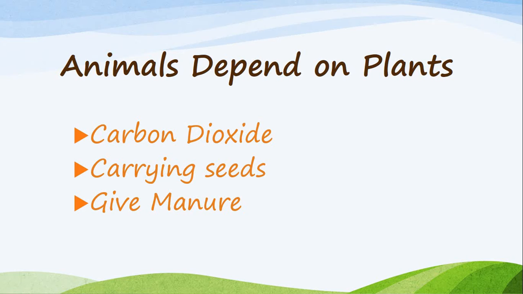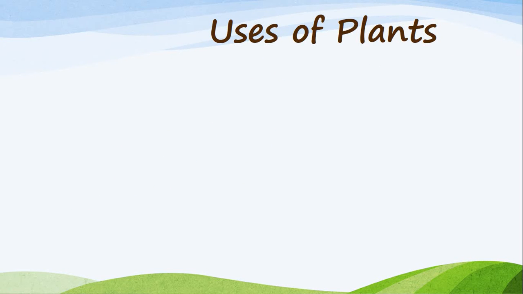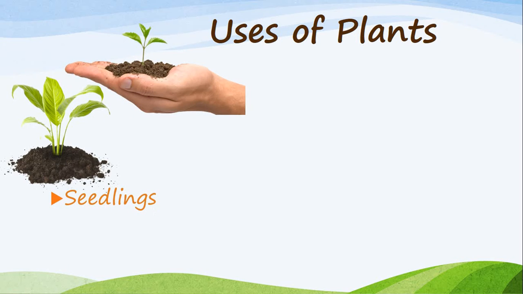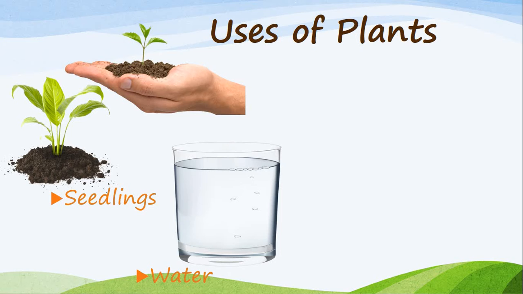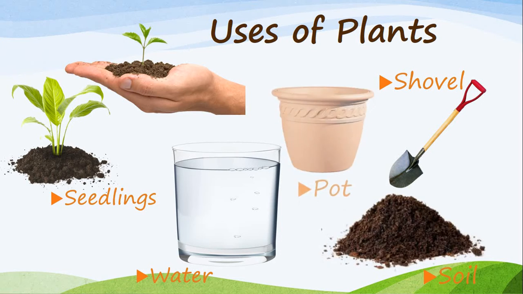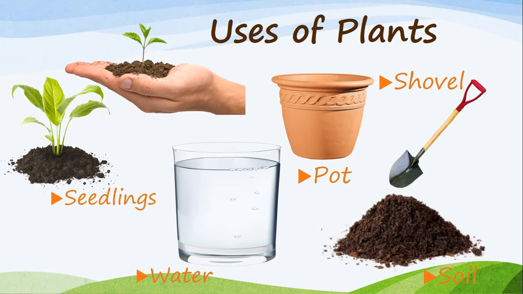Before starting today's class, make sure that you have all the needed resources that are content book and workbook of volume 2 and notebook. Some more needed resources for an activity that are seedlings of any vegetable or flower, water, shovels, soil and pot. Now let's begin today's class.